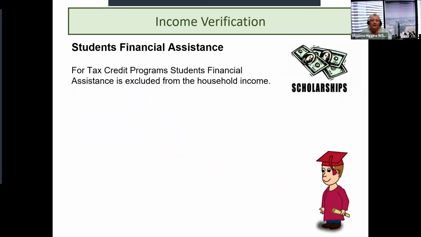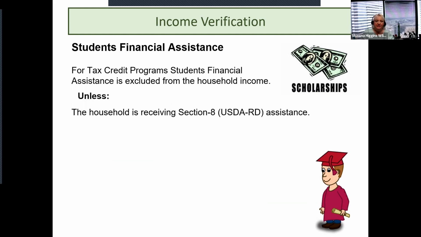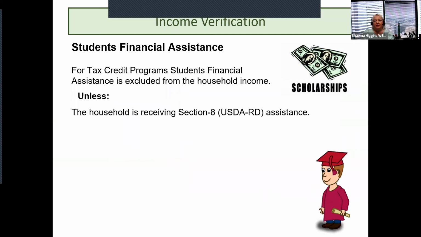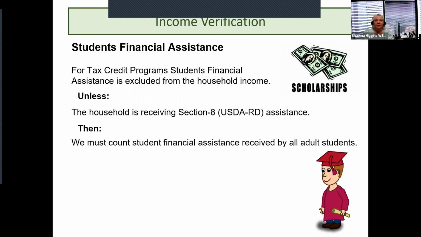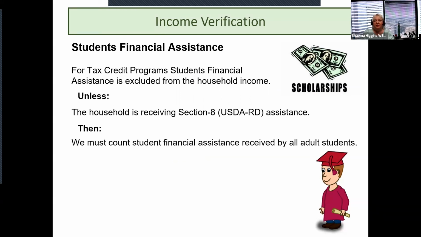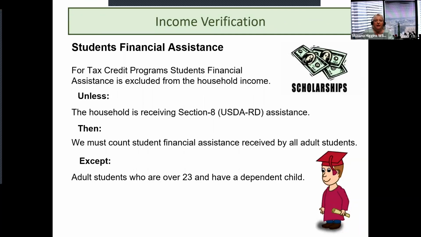All right. So student financial assistance. So for tax credit programs, student financial assistance is excluded from the household income unless the household is receiving Section 8 or USDA RD assistance. Then you must count the student financial assistance received by all students, except the adult students who are 20 or over 23 and have a dependent child. It's always funny. There's always an exception.